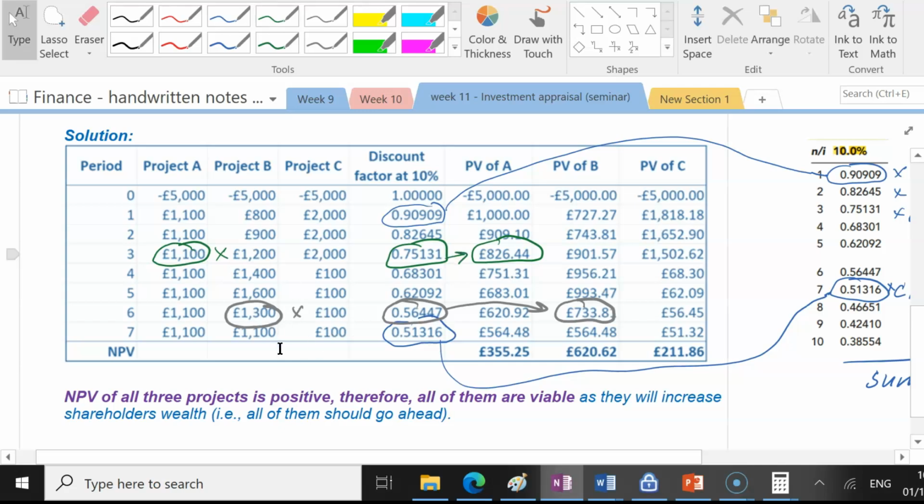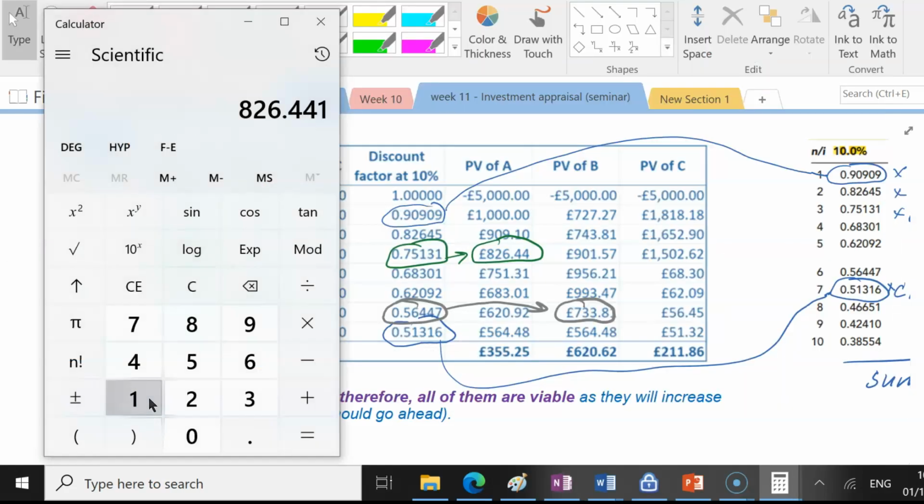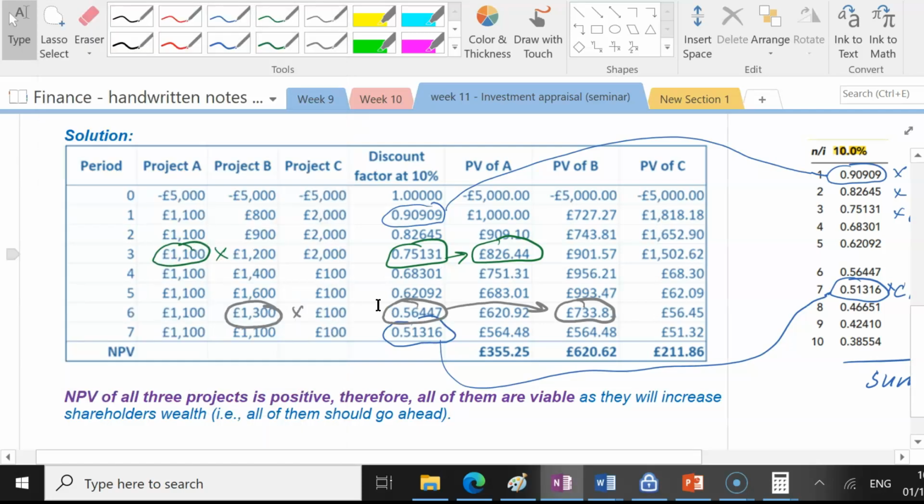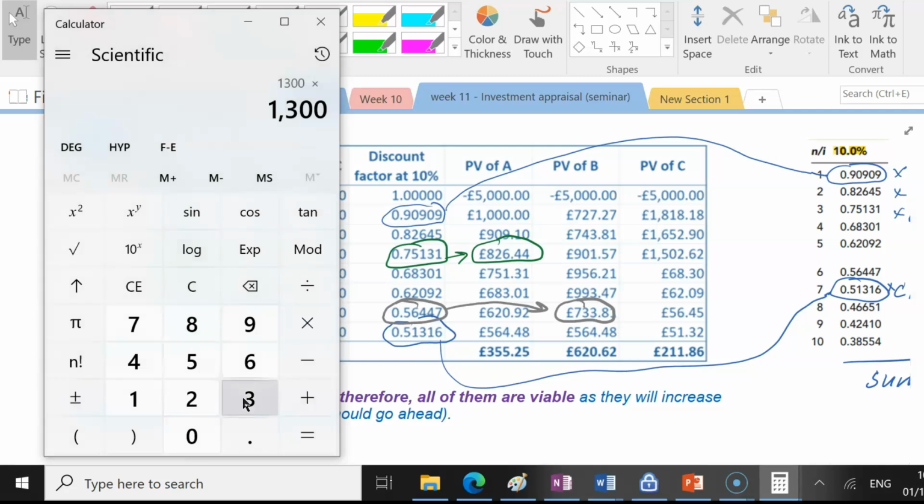Right? So let's check with the gray numbers. 1,300, this is the cash flow. We need to multiply it by this factor, 0.56447. And this is equal to 733.81. So I've just written on top of it 81. This is where the numbers are coming from. This is how it's been done.